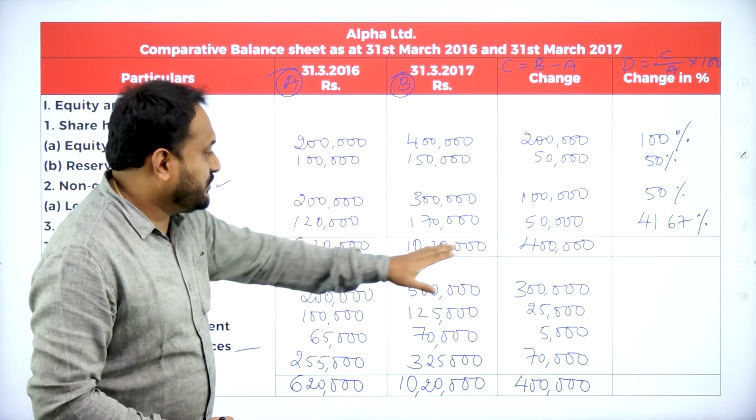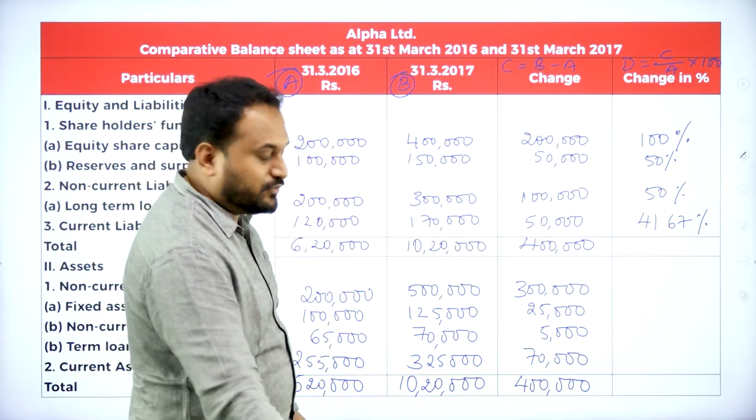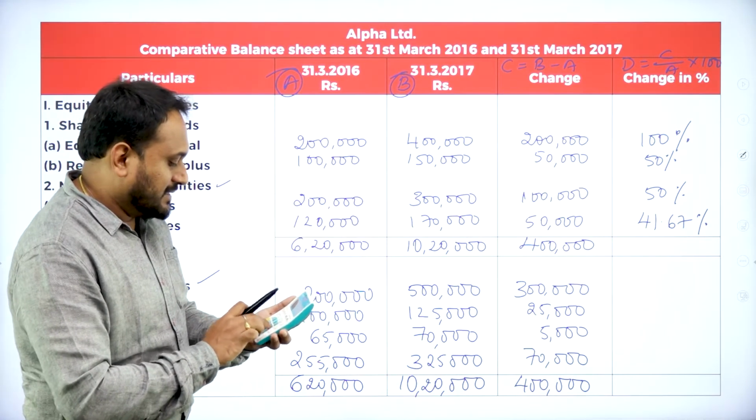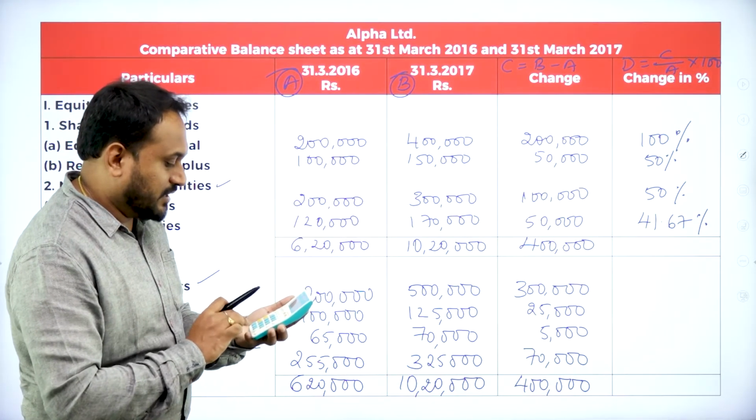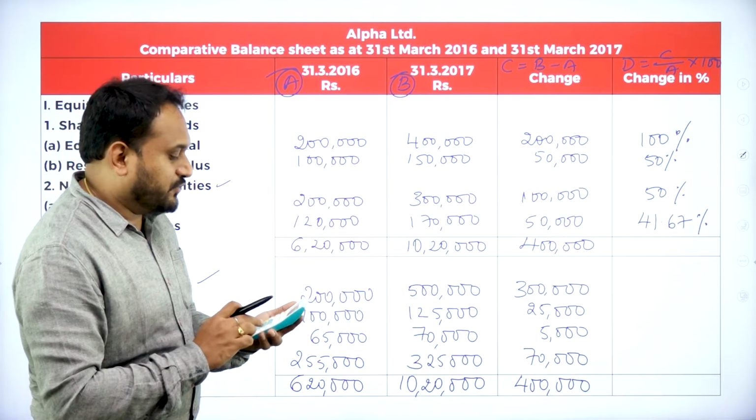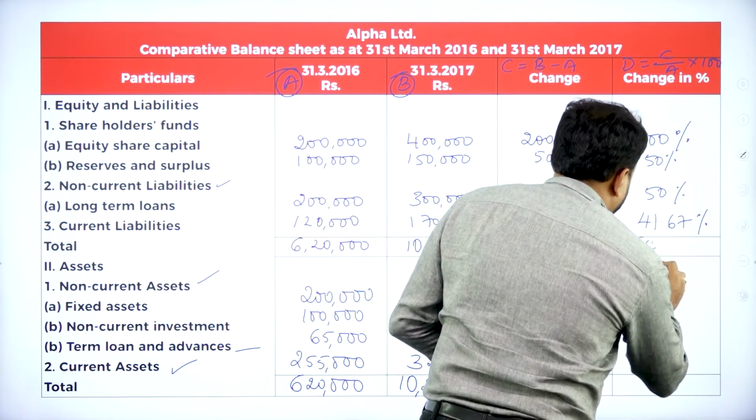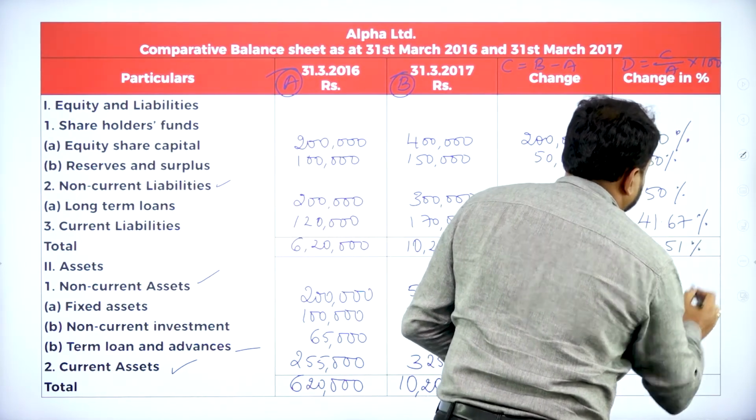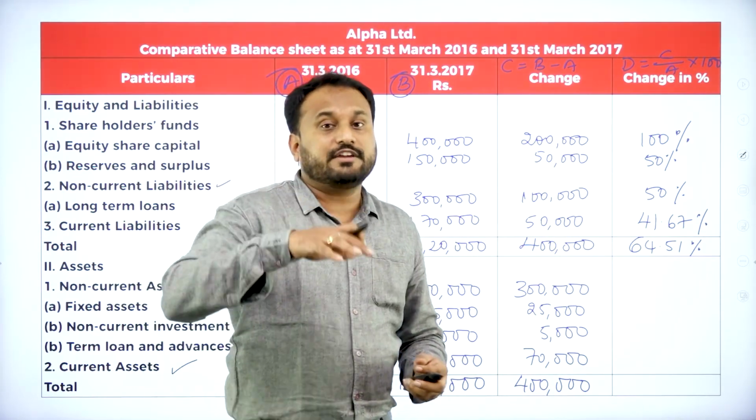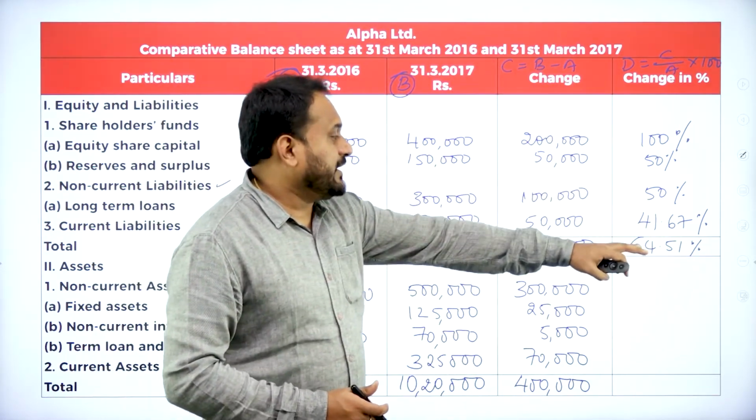Next here, same way. Now we have 4 lakh divided by 6,20,000, into 100. So 64.51%. So here how much you got? 64.51%. Never write only 64.51. It is always 64.51% that you are supposed to write here. Now we got the 64.51%.